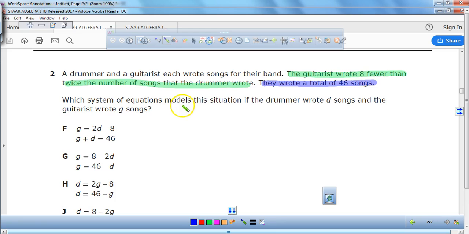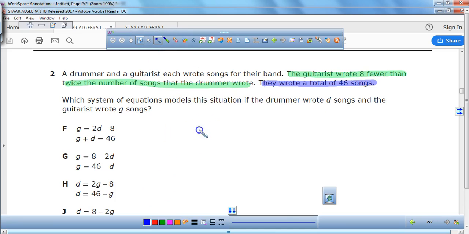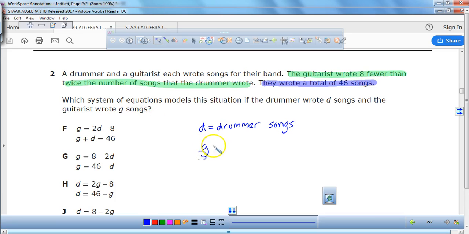Which system of equations models this situation if the drummer wrote D songs? So that's important. D equals the drummer. Drummer songs. And it says G is the guitarist. Apologize for my handwriting.